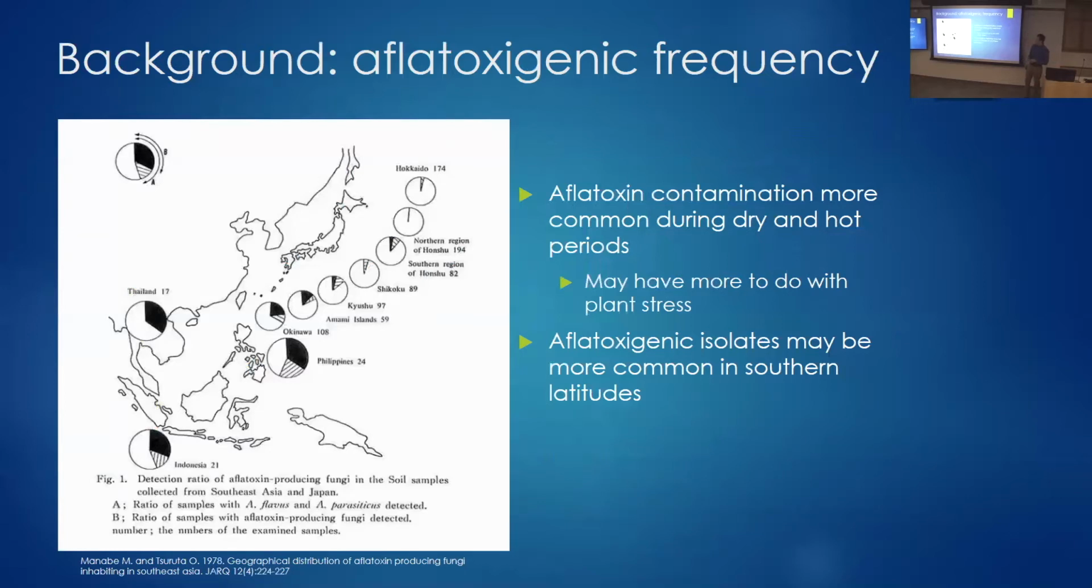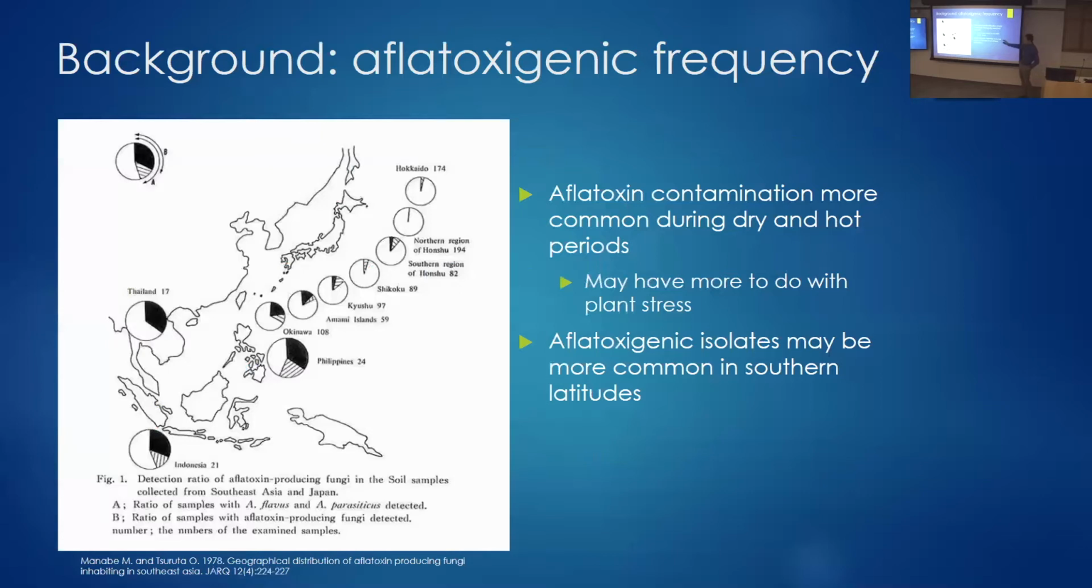Or if this is just a phenomenon where hotter temperatures at lower latitudes select for aflatoxigenic, while the cooler latitudes select for non-aflatoxigenic. And so when looking at soil here, Manabe in 1978 showed that the black portion here is aflatoxigenic, those that produce aflatoxin. As you can see, he showed that as you go farther and farther south, this portion is increasing, suggesting that at lower latitudes in hotter areas, there's more selection for aflatoxin production.